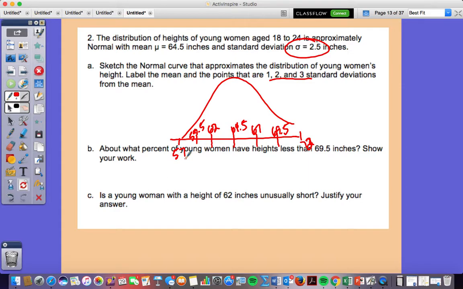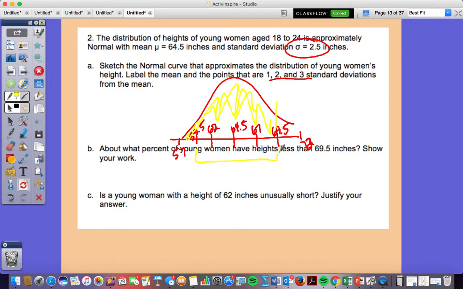All right, we're about ready to take a break here in a second because I know we need it. Let's finish with this one. So now we go to the second one. About what percent of young women have heights less than 69.5? Okay, so here we go. When I shade this, I take that 69.5 and I'm going to shade everything to the left side of this. Now we understand that this, 2 standard deviations to the left and right, produces what percentage of my data?